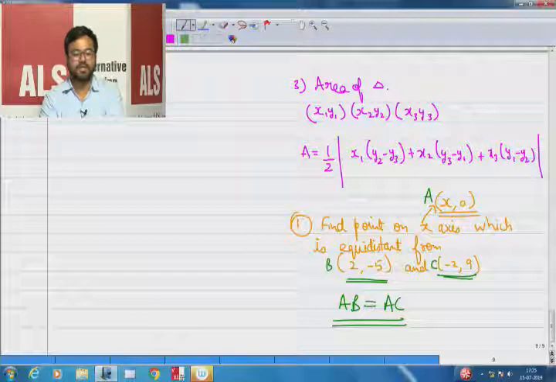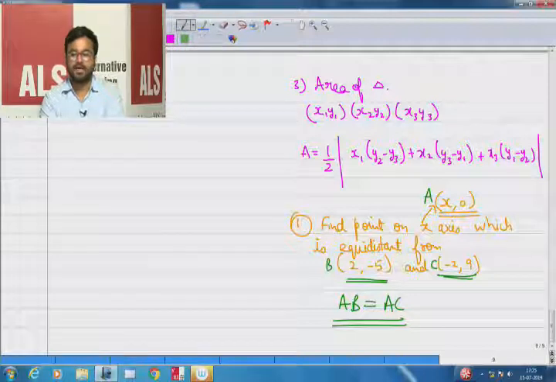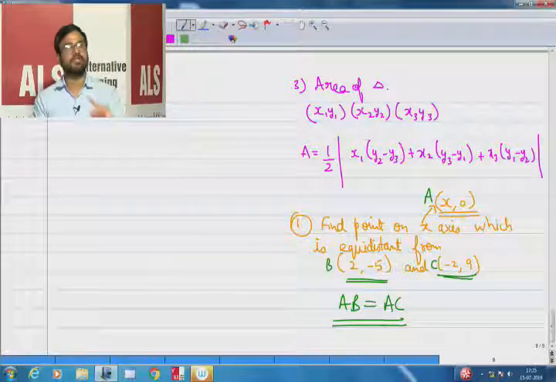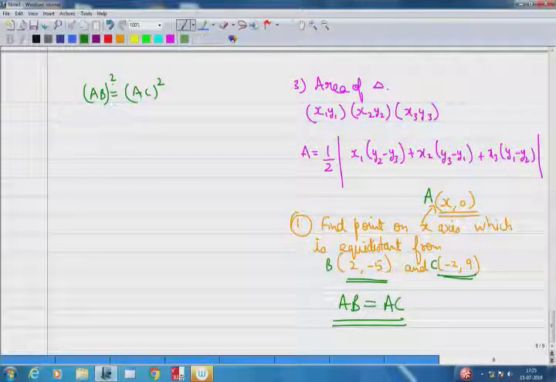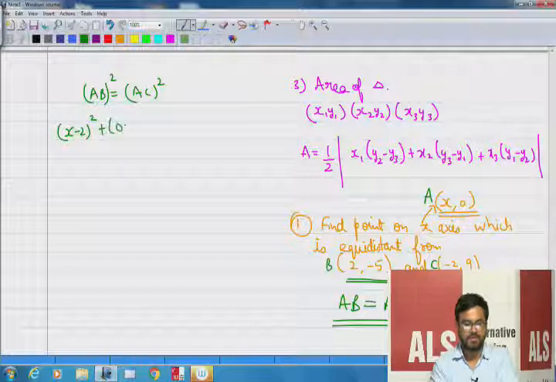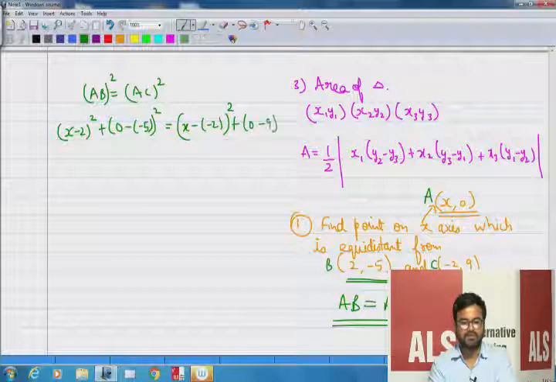For the distance between AB, yeah, it is minus 7, that's correct. We can do AB whole square, because the distance AB is presented in the square root. In order to remove the square root from both the sides, we can do squaring on both the sides initially. So the distance between AB, which is x minus 2 whole square plus 0 minus of minus 5 whole square, is equal to AC, x minus of minus 2 whole square plus 0 minus 9 whole square.